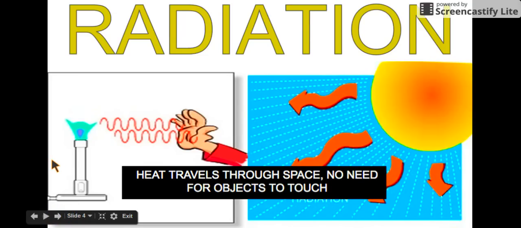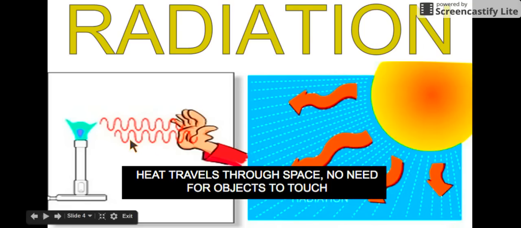So one of the first ways that heat can transfer is through something called radiation. And this is the one kind of heat transfer that does not need any contact whatsoever. Heat travels through empty space, no need for objects to touch. So the sun heats the surface of the earth through radiation. The sun does not have to come into direct contact or anything like that. Obviously, that would be bad. So radiation travels through space.